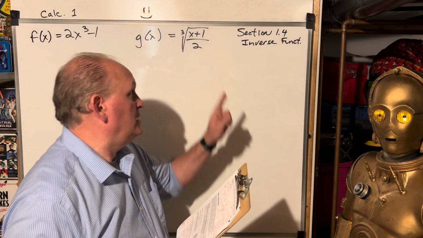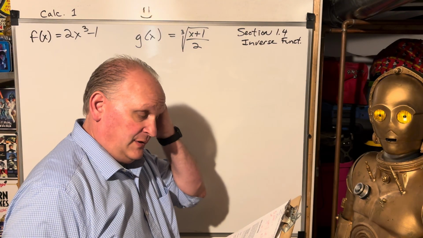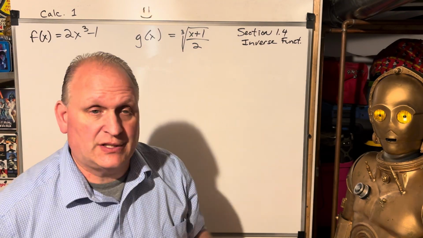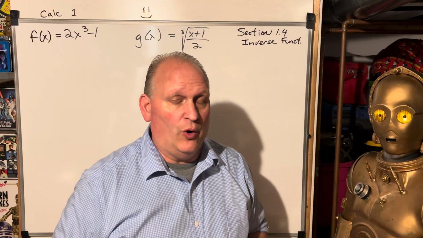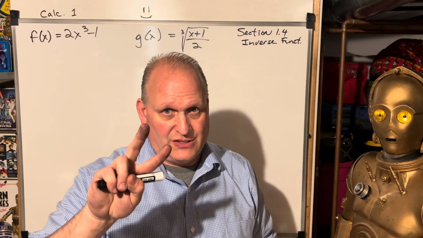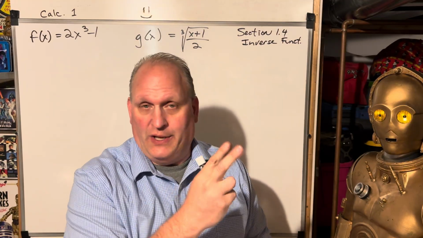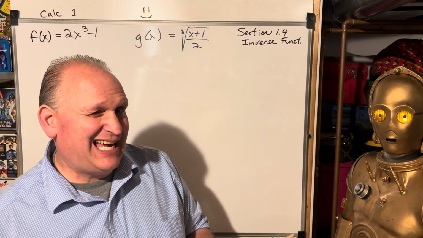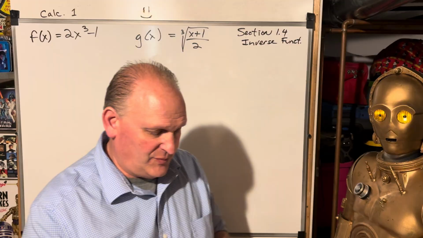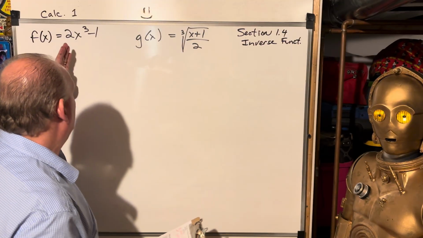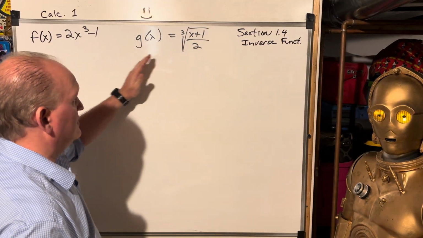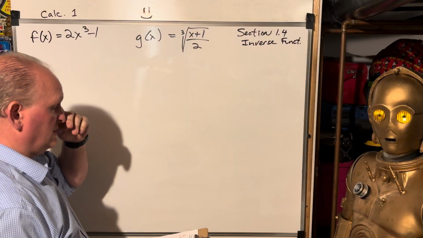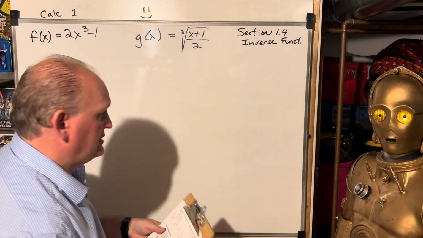And on to section 1.4, inverse functions. So basically all inverse functions are, if you're just given points, they're the easiest thing ever because you just switch the x and the y points and you're done. Unfortunately, that's not usually how these problems end up. They give you functions, and then you have to either show that they're inverses or prove that they're not inverses.